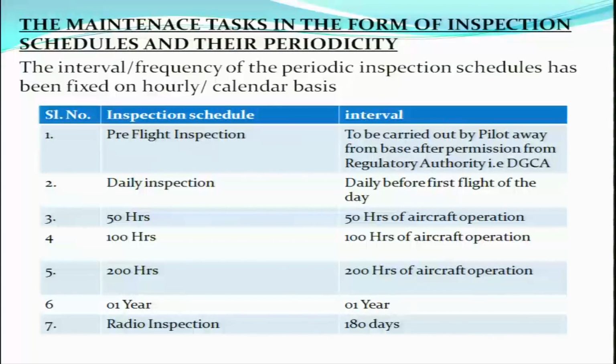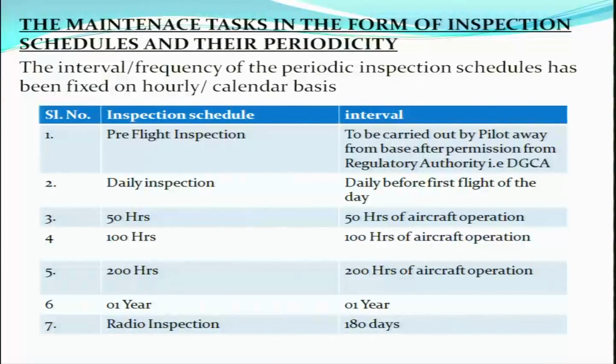The first inspection is the pre-flight inspection, which is carried out by the pilot. Then comes the daily inspection, which is to be carried out before the first flight of the day. Another inspection is at 50 hours, that is after every 50 hours of aircraft operation, this 50 hours inspection schedule will be done. Then comes the 100 hours. After 100 hours of aircraft operation, this 100 hours inspection schedule will be carried out.